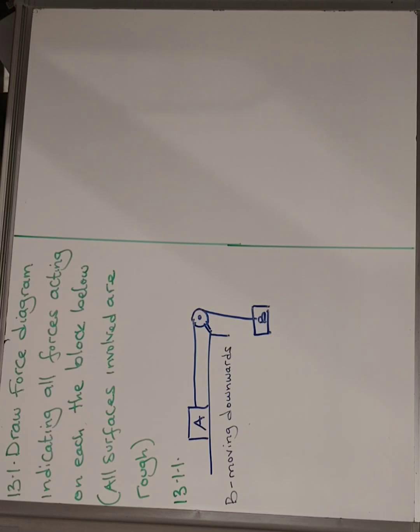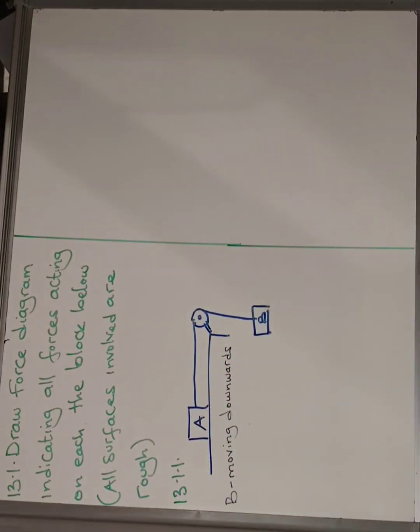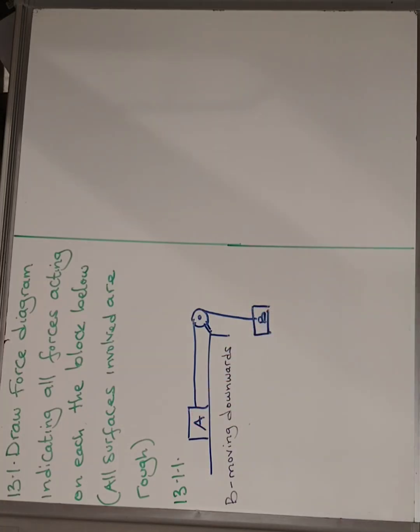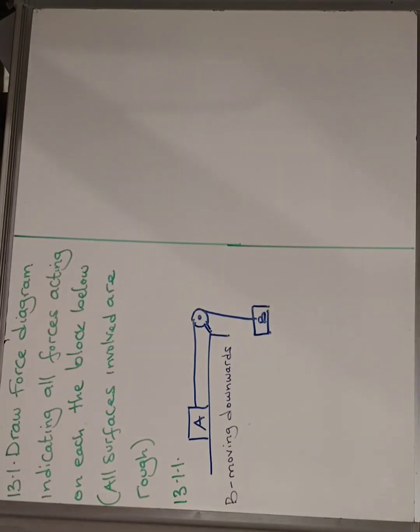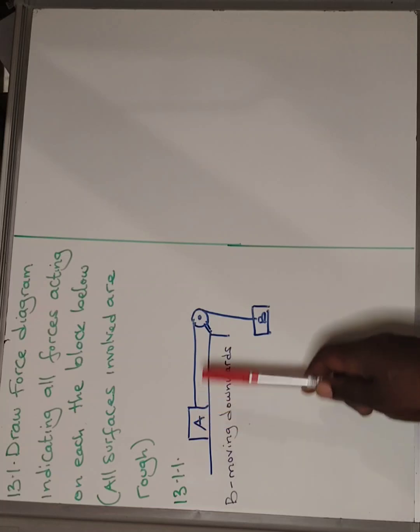Let's look at this question. What does it say? It says draw a free body diagram indicating all forces acting on each of the blocks below. All surfaces involved are rough. And the first one is this one. We have body A and body B, and they are giving us direction. They're saying B is moving downwards. What does that mean? That A is moving to the right.